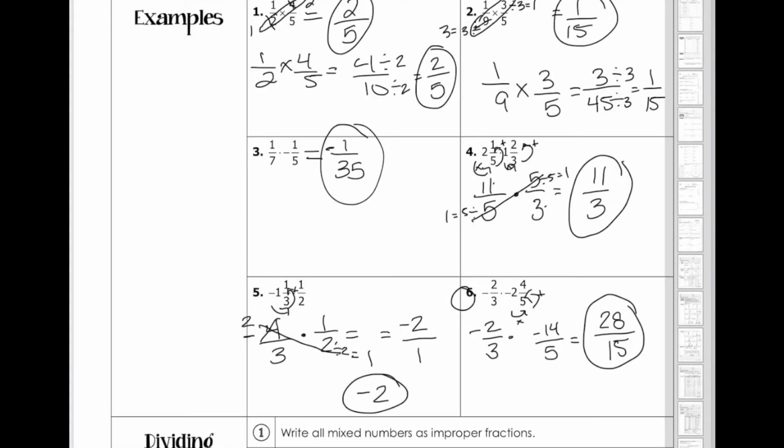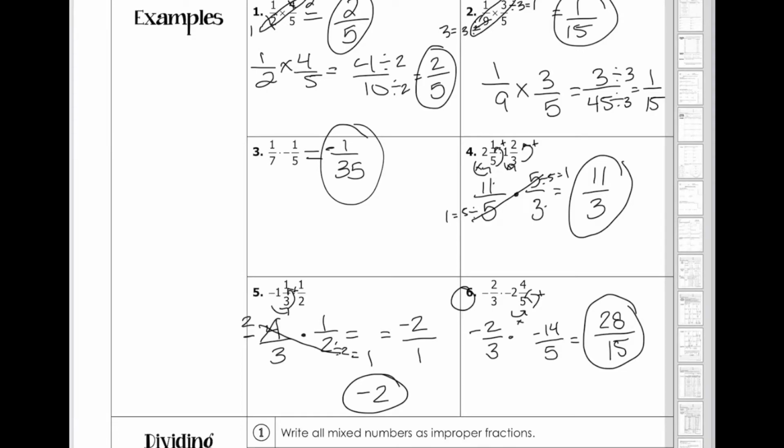So we're back, and we should have -2/3 times -14/5, because 2 times 5 is 10, and 10 plus 4 is 14. So in this one, there is no cross simplifying to happen. 2/3 can't be simplified, 14/5 can't be simplified, and there's nothing to cross simplify.